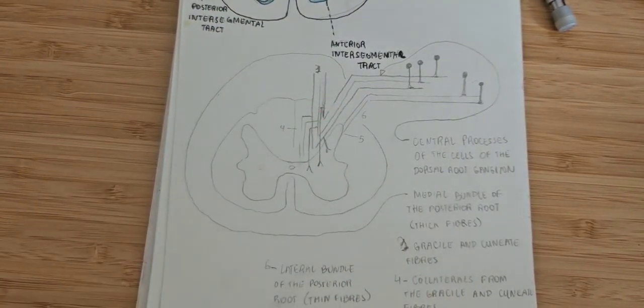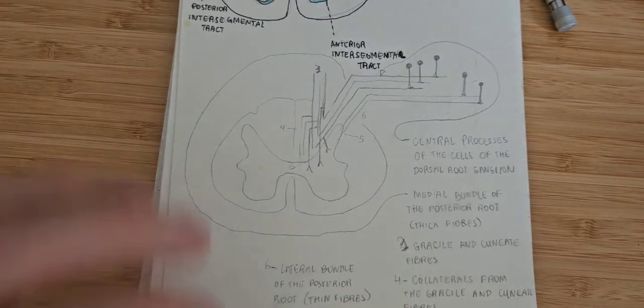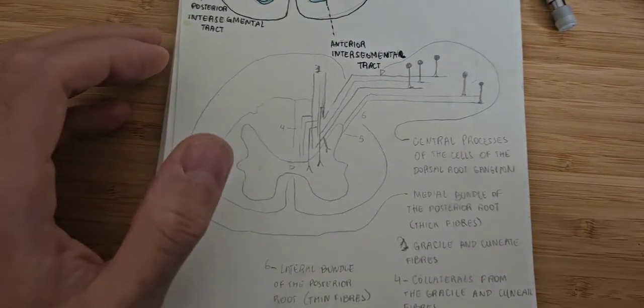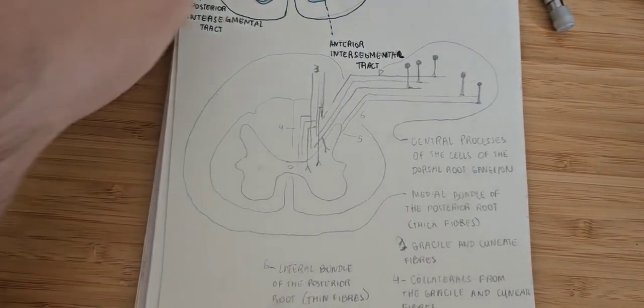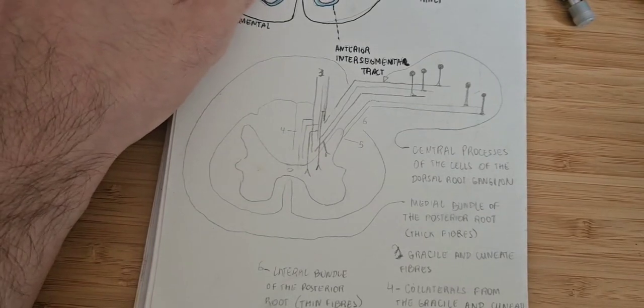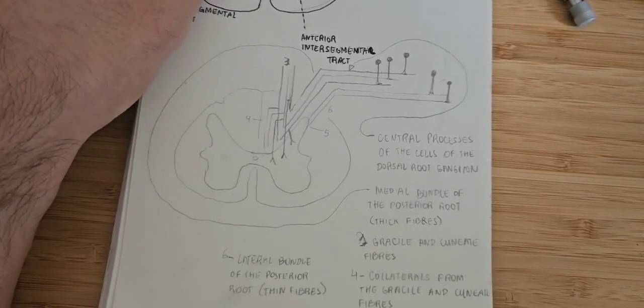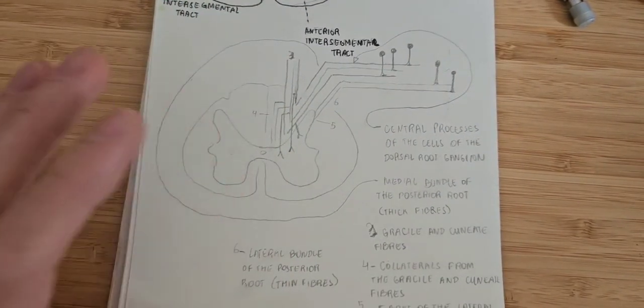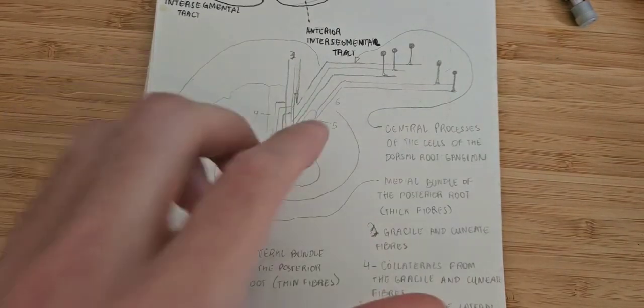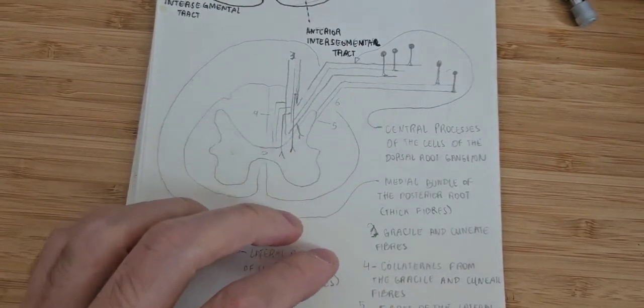Okay, I'm gonna talk about the components of the posterior root, and maybe talk a little about the medial and lateral bundles of the posterior root of the spinal nerve. And let's start talking about these structures here.